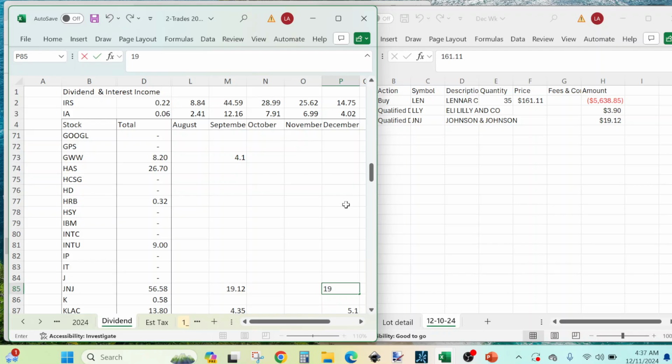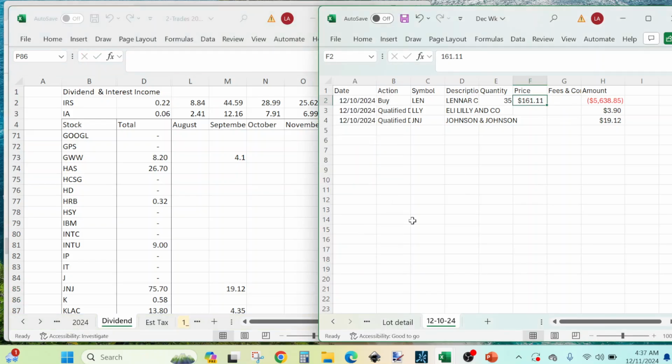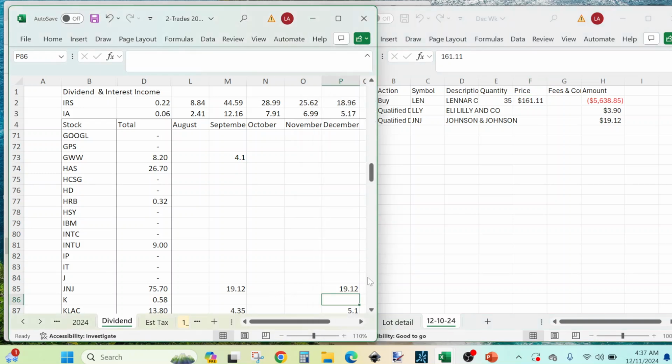So this one is 19.12. Those are the two that we earned, and then we are done with our record keeping of the day.